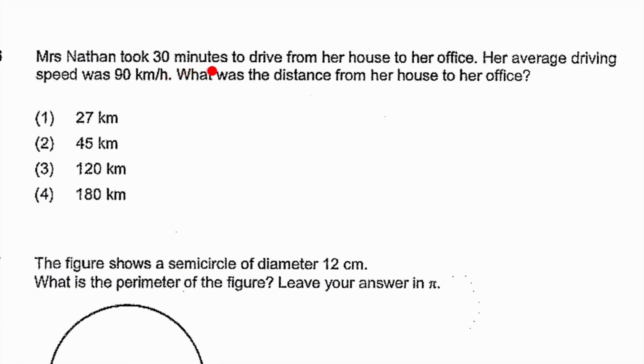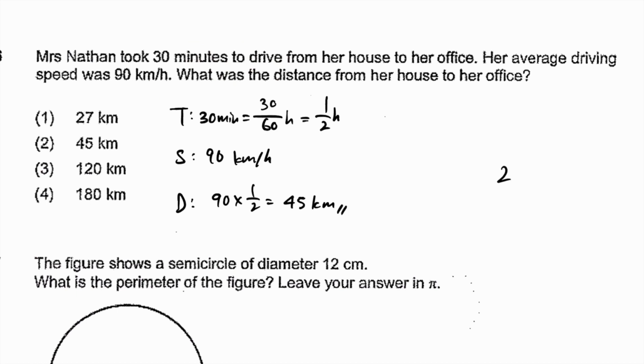Mrs. Nathan took half an hour, 30 minutes to drive. So I'm going to say half an hour because I noticed that the speed is given as kilometers per hour. So you can't use minutes and kph together. You should use kph together with hours. So distance is speed times time. So that's what we'll do. Time given is half an hour. Speed is 90 kph. Speed times time, therefore, is 90 divided by 2, 45 kilometers.